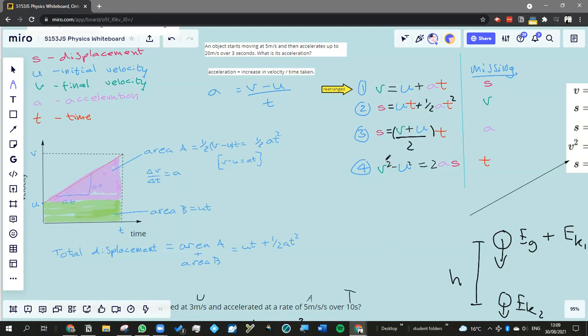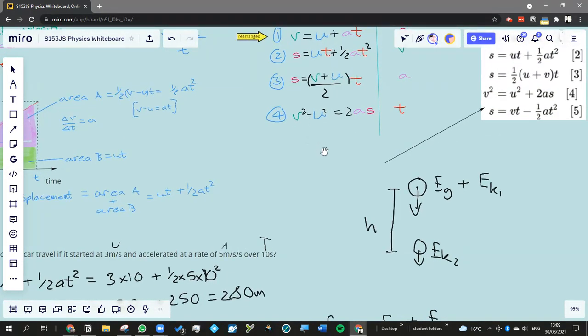Okay, so where we left off last time, I was talking about the average velocity, which is going to be the final plus the initial, all divided by 2. So that'll give you the average point, which will be halfway between u and v. And then you multiply that by t, and that'll give you the displacement. So that's another equation. This one's quite an interesting one.